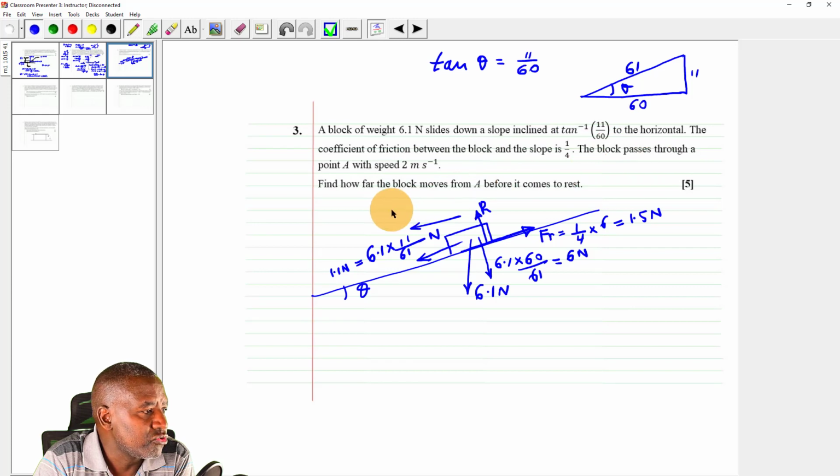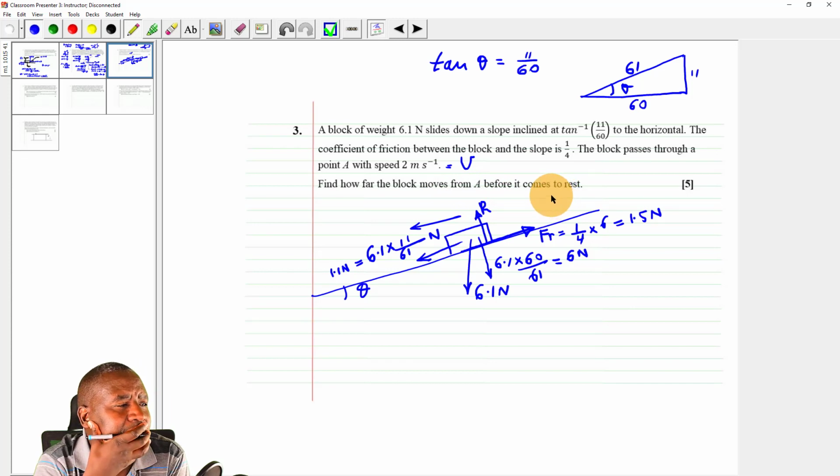The block passes through a point A with a speed of 2 meters per second. So at a certain instant of time, when its speed is this much, find how far the block moves from A before it comes to rest. Let me read this question once again, because I want to ensure that the acceleration is constant. A block of weight 6.1 slides down a slope inclined at that much to the horizontal. The coefficient of friction between the block and the slope is that much, and the block passes through a point A with that amount of speed.